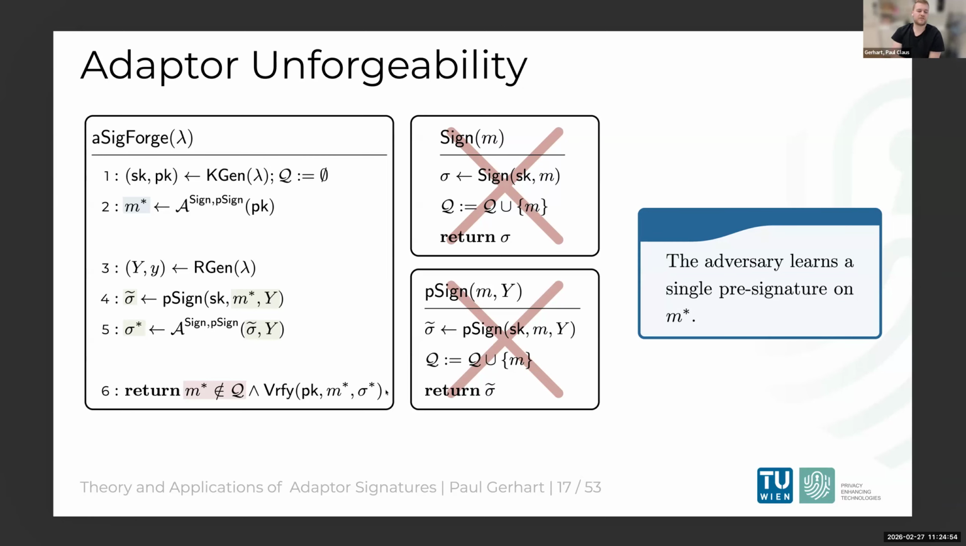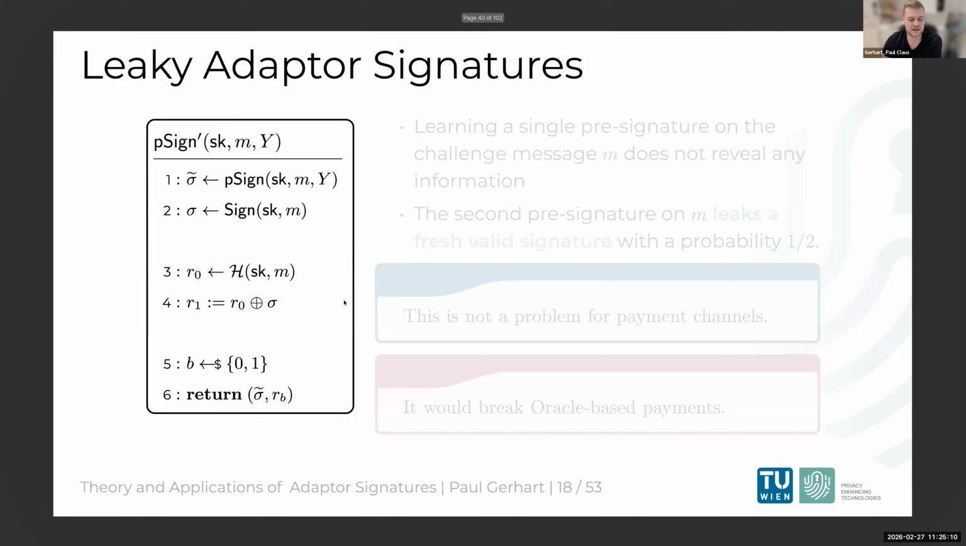However, if we look at the protocol in detail, we see that the adversary learns a pre-signature on M star, but only one. For M star, he cannot use any other oracles. And that's going to be a problem. So what we did is we found an adapter signature scheme that used this fact, that you only learn a single pre-signature on the challenge message, to break stuff.